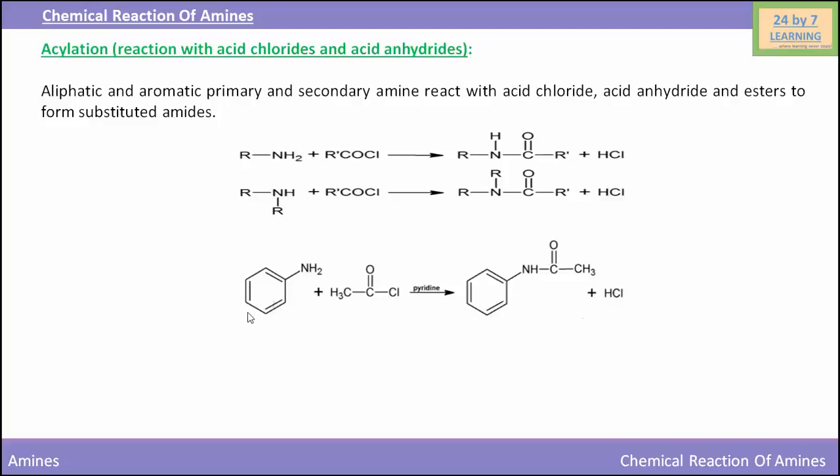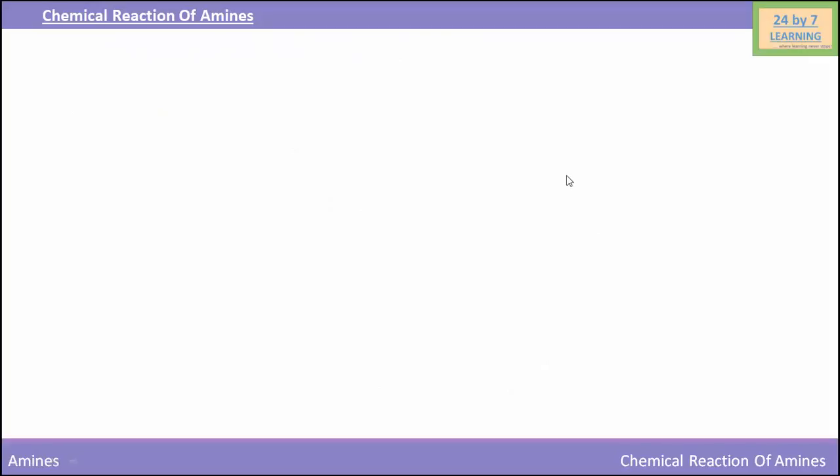You can see aniline, that is the aromatic primary amine, when reacted with CH3COCl, that is acid chloride, in presence of base pyridine, will form a substituted amide. And here you can also see when aniline reacts with C6H5COCl, that is also an acid chloride, but it is benzoyl chloride, in presence of aqueous NaOH, the reaction will yield substituted amides of the aromatic ring.